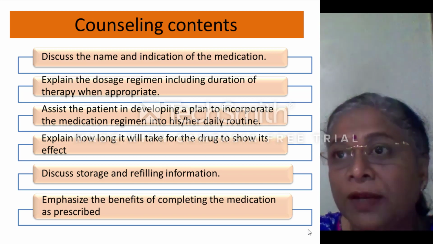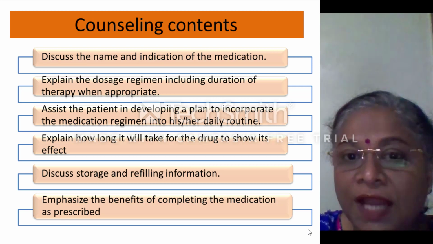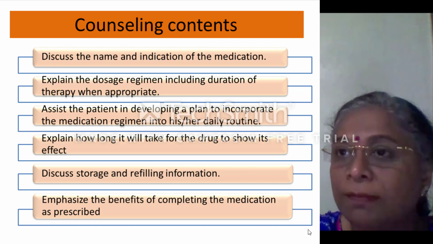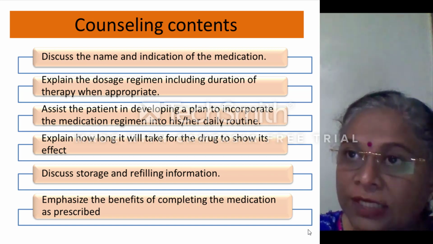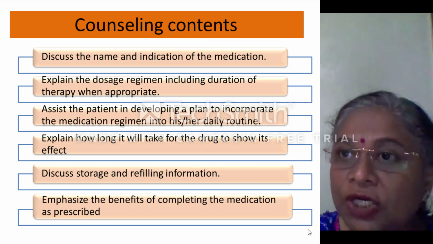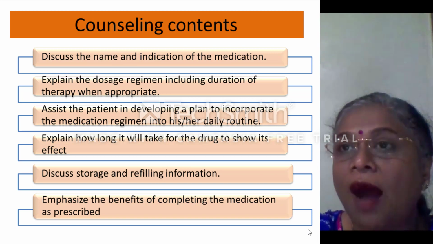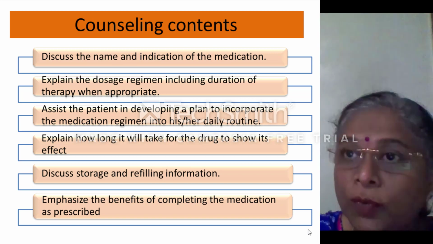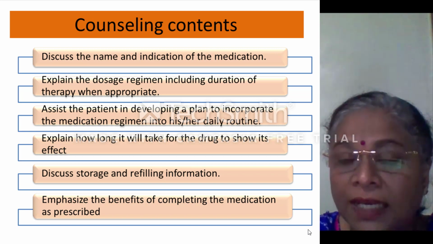You have to explain what are going to be the possible side effects of it. Explain how long it will take for a drug to show its effect. Some drugs may not have a prompt action. They may have a delayed onset of the action. So you have to tell the patient that he should have some patience, and the effects will begin to occur after a certain period. So you have to tell the patient, you have to show him, you have to explain to him in that matter.